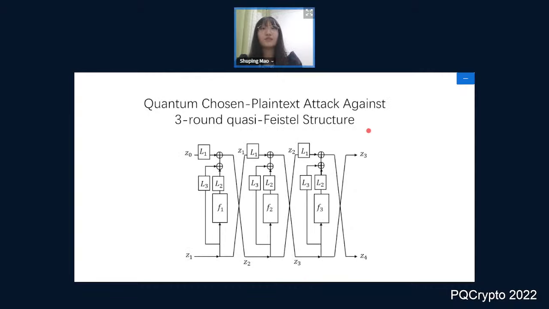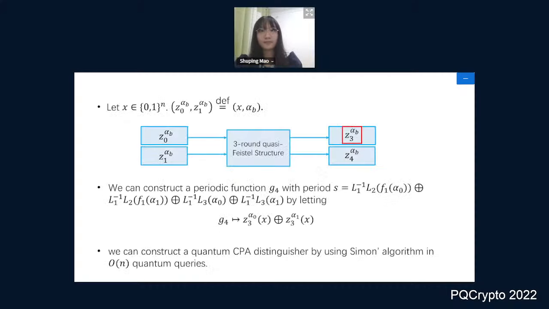And here we give a quantum chosen plaintext attack against 3-round quasi-Feistel structure. And this is a 3-round quasi-Feistel structure. The inputs are Z0 and Z1, and the corresponding outputs are Z3 and Z4. The process is shown in this figure, and let the input be X and alpha, beta. And we can construct a periodic function G4 based on Z3 with a period s as this. So we can construct a quantum CPA distinguisher by using Simon's algorithm in O(n) quantum queries.